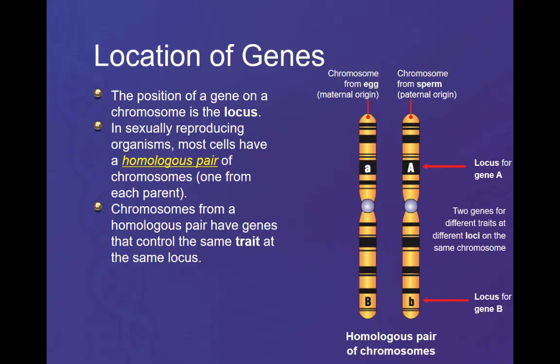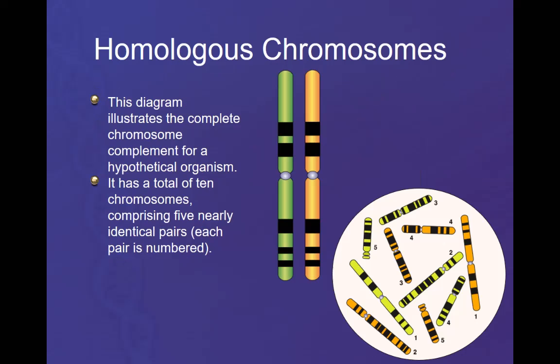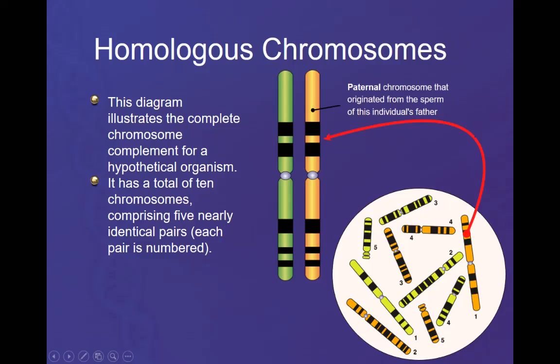Now, when we start thinking about identifying these traits, this diagram illustrates the complete complement of a hypothetical organism. So it's totally made up. It has a total of 10 chromosomes, 5 nearly identical pairs. You can start looking at them and at the banding patterns. For example, here's one, here's the other one, here's two, here's the other two, three, and so forth. So we line up these homologous pairs, one from dad called the paternal, one from mom called the maternal.